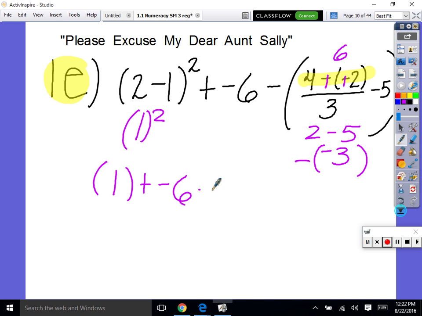Okay, so we have minus -3. Now we can change those negatives to positive, and now adding and subtracting goes in any order here. So what do we get here? -6 plus 1 is -5. -5 plus 3 is -2. Questions?